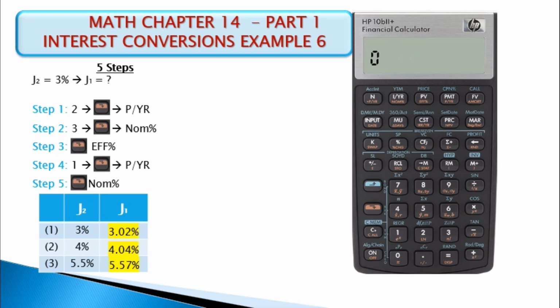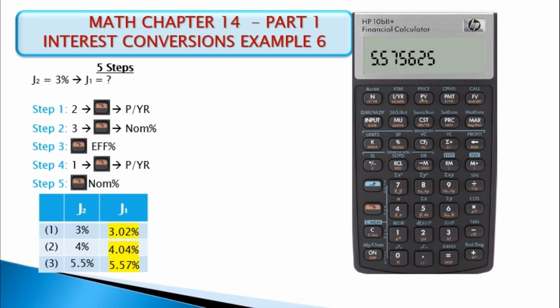Okay, let's do that in the third question. We want to convert J2 equal 5.5 to J1. Okay, first thing, clear the calculator. So J2 equals 5.5. 2, 5.5. There's your step 1 and 2, step 2 done. And step 3 is this one. No numbers go in. In step 3, you just press this and this.